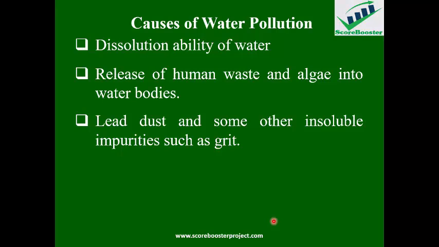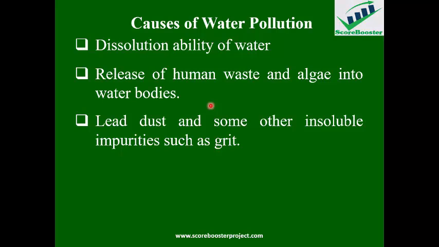Release of human waste and algae into water bodies. All these human waste and algae in water bodies, when they die, they deplete the amount of oxygen in the water body. So when they deplete the oxygen, there's going to be an increase in the temperature of the water body, and there's going to be a shortage of oxygen in that water body. So those two combined together reduce the amount of living organisms in the water body. That is what is called eutrophication.